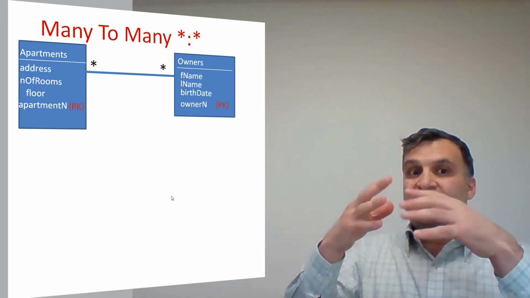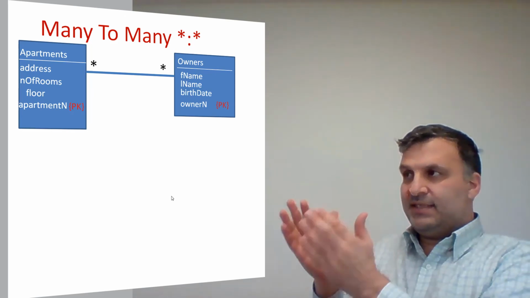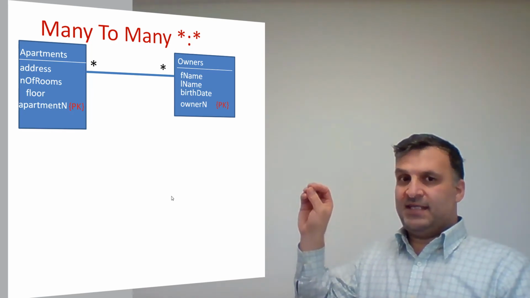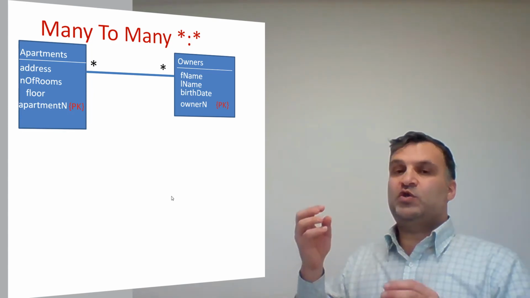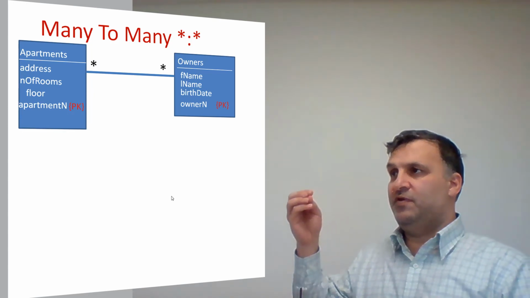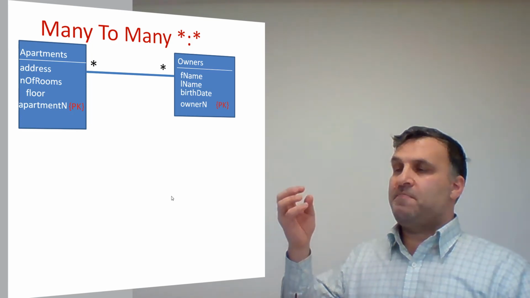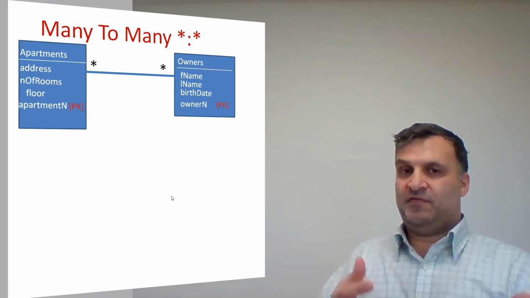Apartments, it is a group of objects. Owners, it is a group of objects. So we have a star from this side with a star from this side, because one apartment may be the property of different owners, and one owner may have many apartments or may share the property of different apartments.